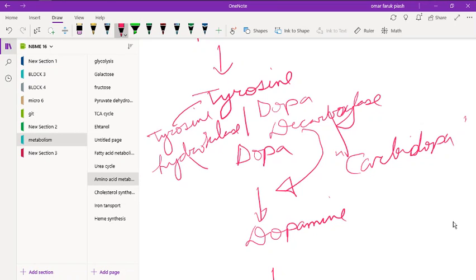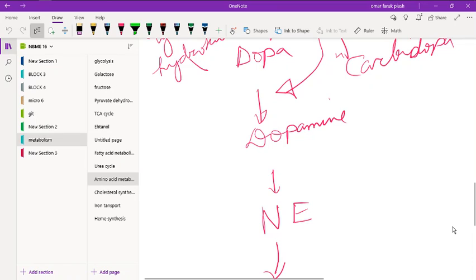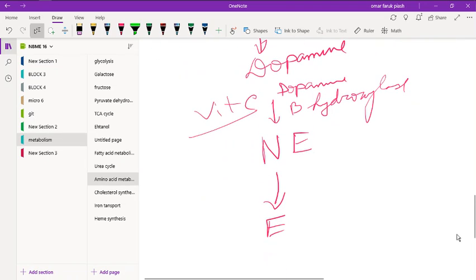From tyrosine to dopa, there is an enzyme called tyrosine hydroxylase, and in here tetrahydrobiopterin BH4 acts as a coenzyme. From dopa to dopamine, there is dopa decarboxylase. From dopamine to norepinephrine, there is dopamine beta hydroxylase, and vitamin C acts as a coenzyme. Norepinephrine is further converted into epinephrine with the help of phenylethanolamine N-methyltransferase.